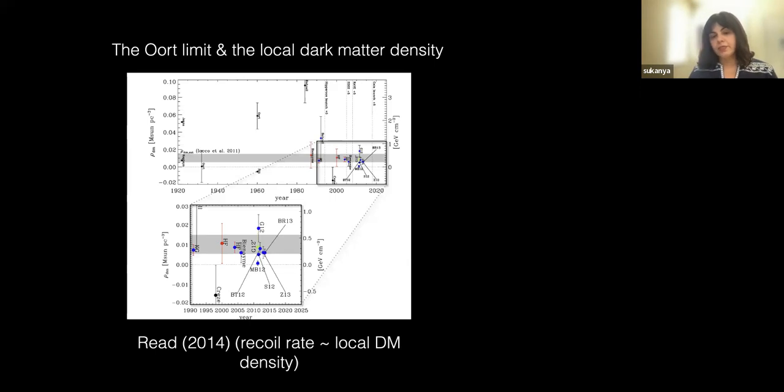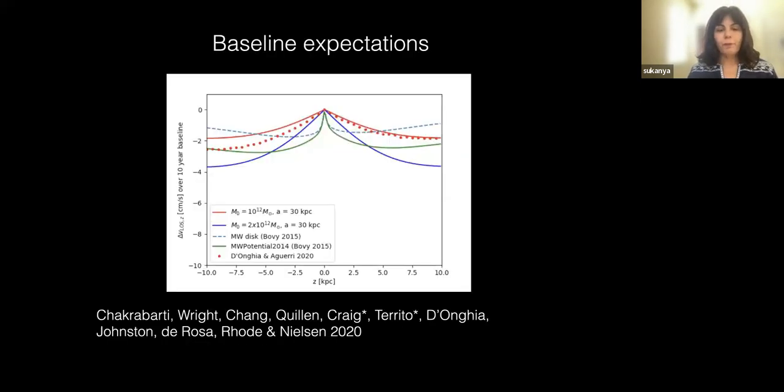This is important for interpreting direct detection experiments for dark matter, because the recoil rate per unit energy per unit mass is proportional to this local dark matter density. So let's start by looking at some baseline expectations for the static potentials, okay, potentials that are not changing as a function of time.